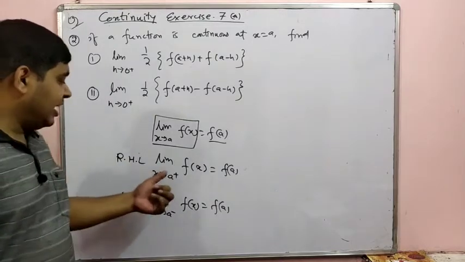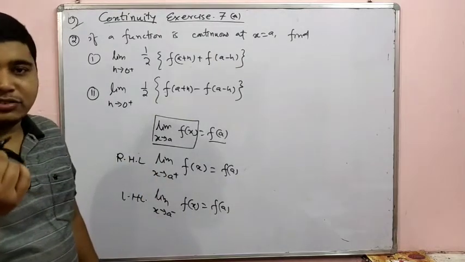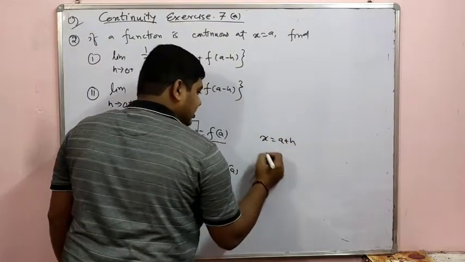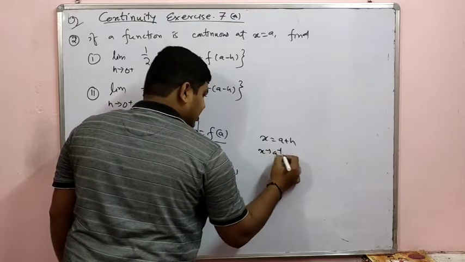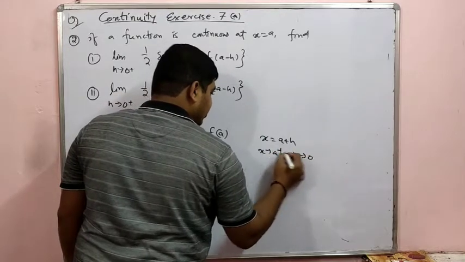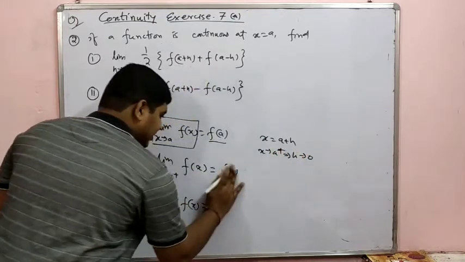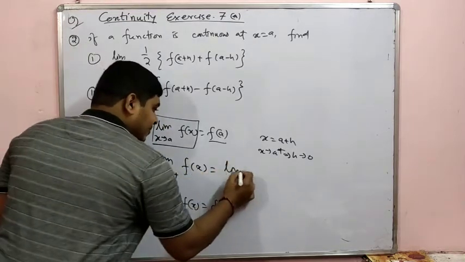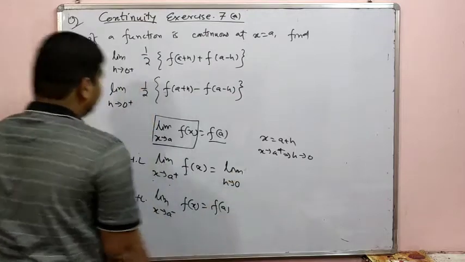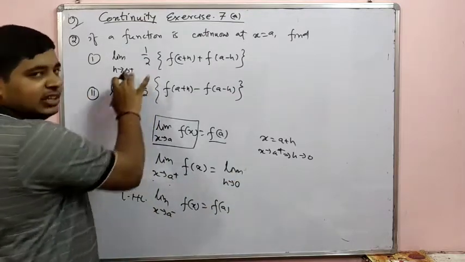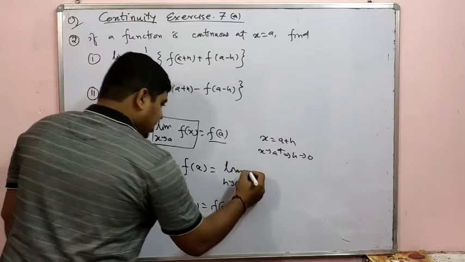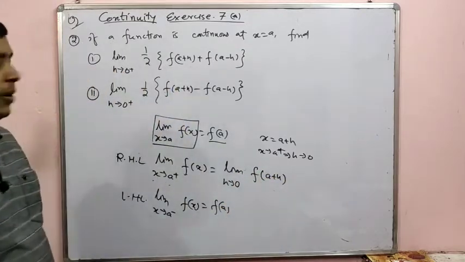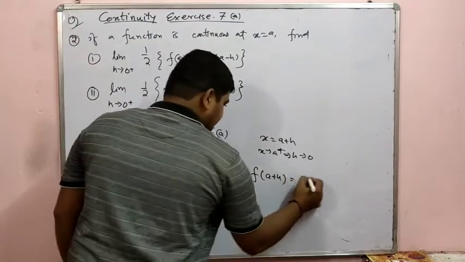So if x tends to a plus, that is x is equal to a plus h, and if x tends to a plus this implies h tends to 0. So this we can write as limit x tends to a plus f of x is equal to limit h tends to 0 of f of a plus h, which is equal to f of a.